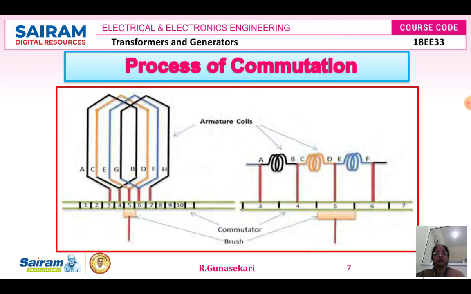Now see the circuit diagram. On the left hand side, A, C, E, D is nothing but the armature coil. Below that, the commutator segments are represented 1 to 10. Below that is the carbon brush. In the right hand side figure also, A, B, C, D, E, F are 3 armature coils, and 3, 4, 5, 6, 7 are the commutator segments. Below that, the rectangular box is the carbon brush.